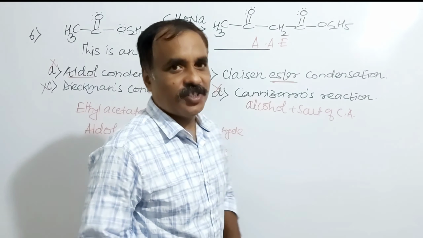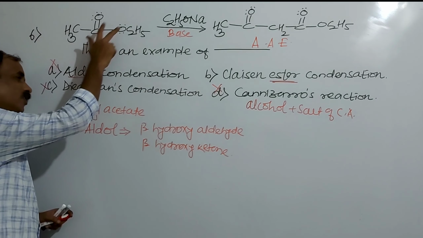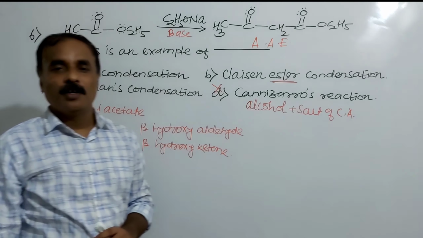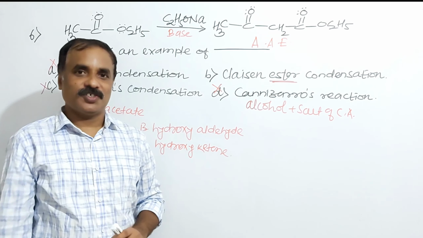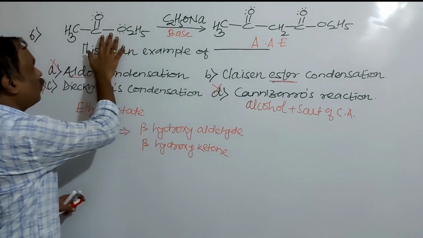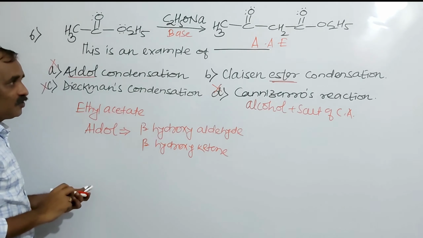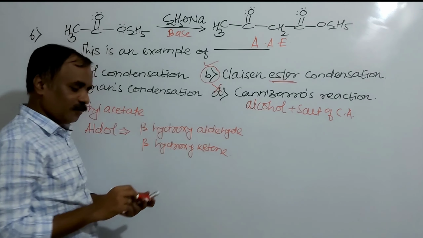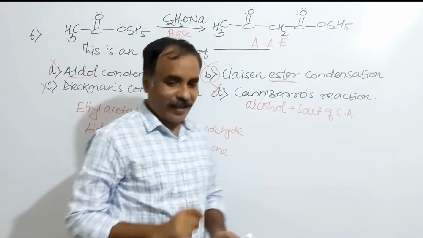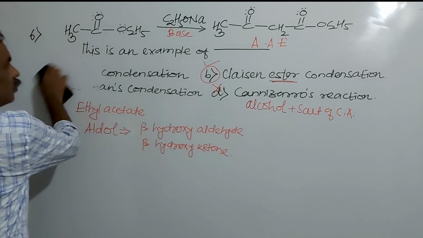Claisen ester condensation is the condensation of esters in the presence of base. But Dieckmann's condensation is an intramolecular ester condensation, and this is not an example of intramolecular ester condensation. So the answer is Claisen ester condensation. I will show the mechanism of this in short.